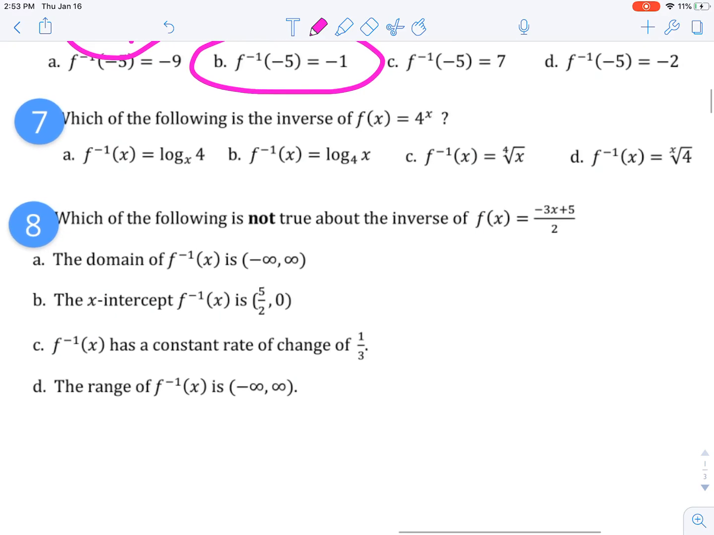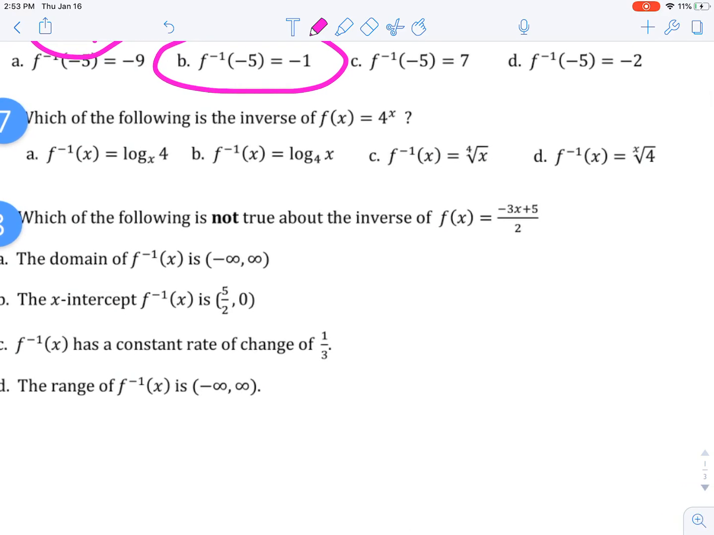Which of the following is the inverse of 4 to the x? Okay, once again, we're going to switch x and y. So I'm going to have a logarithm, and that logarithm has a base of 4. The answer to the problem is x, and the exponent is y.